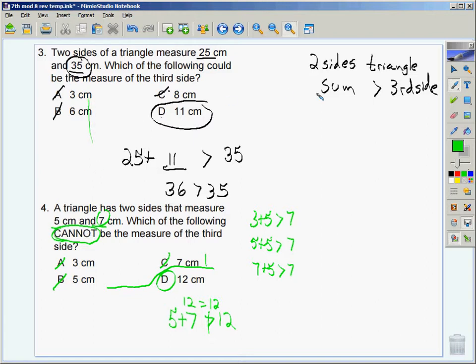3 and 4, same exact concept. Two sides have to be greater than the third side. Questions on 3 or 4?